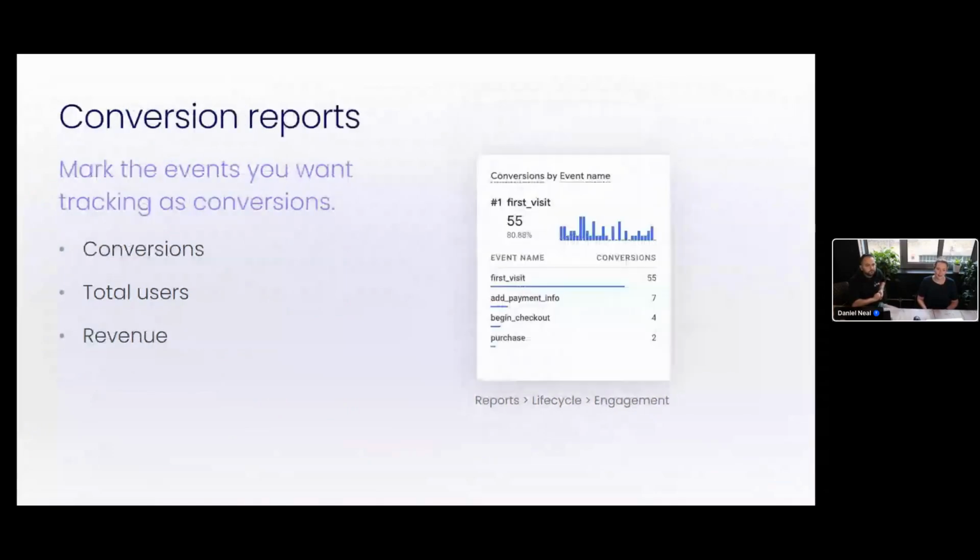So the conversions report, again, it's quite an obvious one, but firstly you'll need to have all those events that you want marking as conversions marked as conversions in the admin area to show what you need. The conversions report essentially shows you which conversion actions are most common, how many users performed each action, the revenue associated, again, if that's applicable.